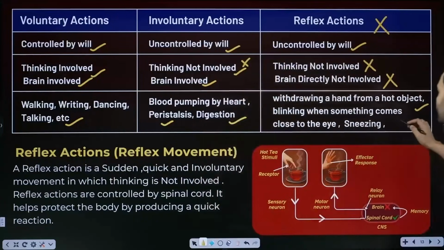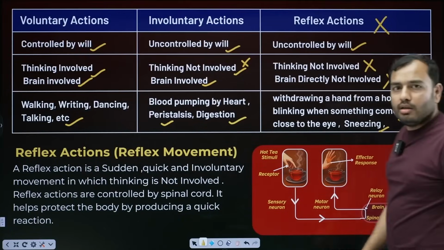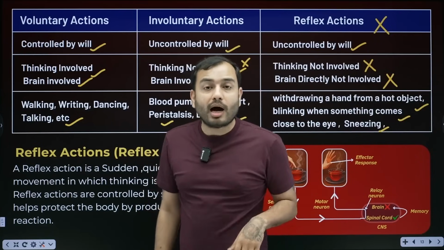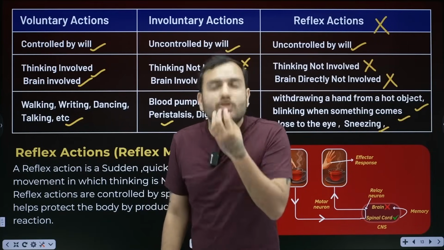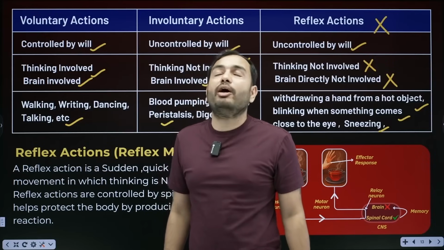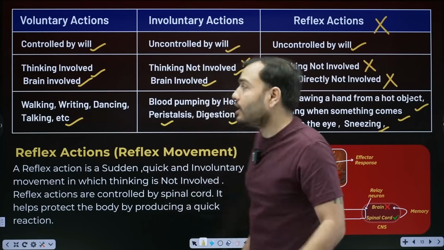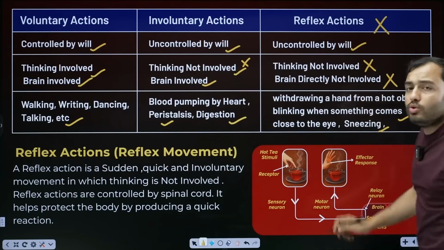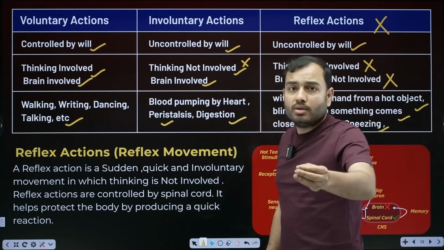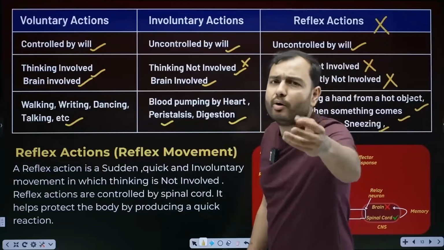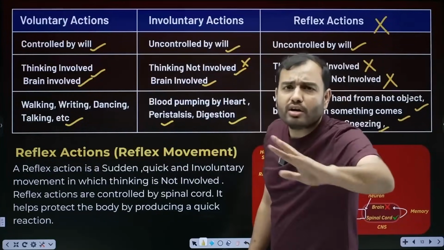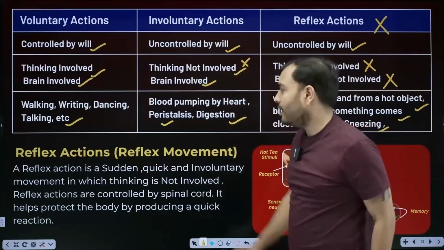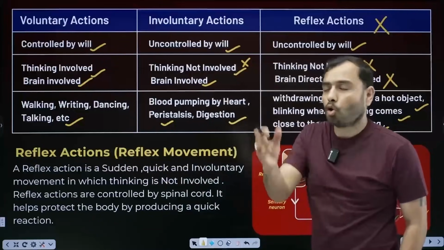The next example is blinking when something comes close to the eye. Sneezing too. You went into a dusty place, and dust entered your nose. What happened? It saved you from danger. All the particles that had entered were thrown out by the sneeze. Do you control it, saying I should sneeze now? No, you sneeze on your own. So sneezing, withdrawing a hand from a hot object, and blinking when something comes close to your eye are involuntary actions which happen quickly and suddenly to save you from danger. These are called reflex actions. They are not directly controlled by will. No thinking is involved. They are done by the spinal cord.